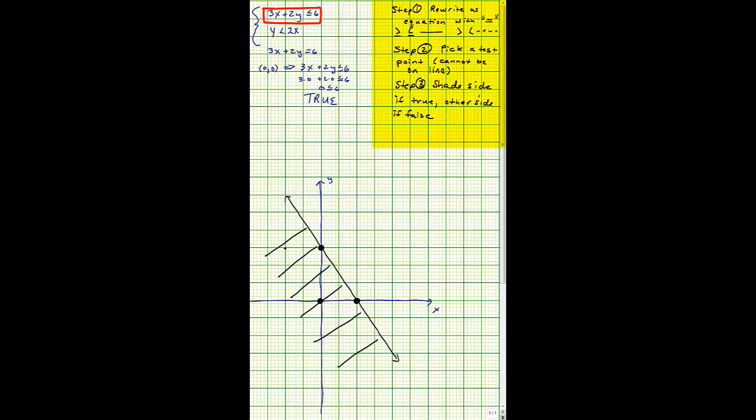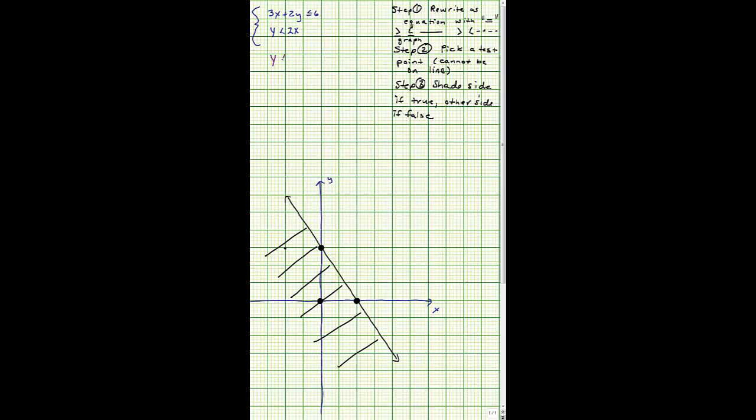So again, step 1 is rewriting the equation with an equal sign and graphing it. Step 2 is to pick a test point, and step 3 is to shade a side based on the test point. So we've gone ahead and looked at the first equation. Now let's move to the second equation.